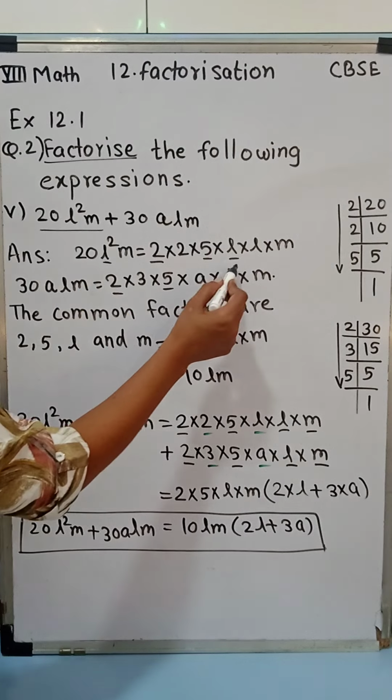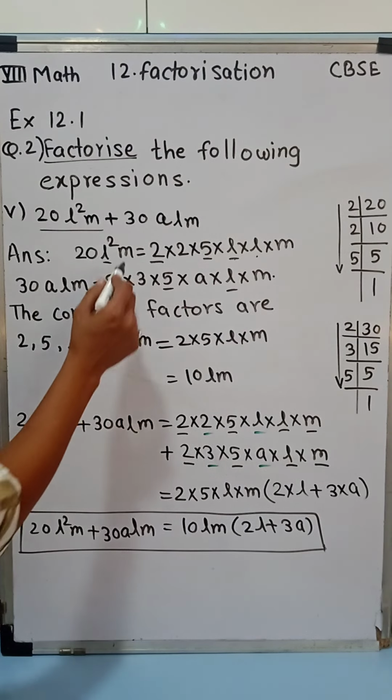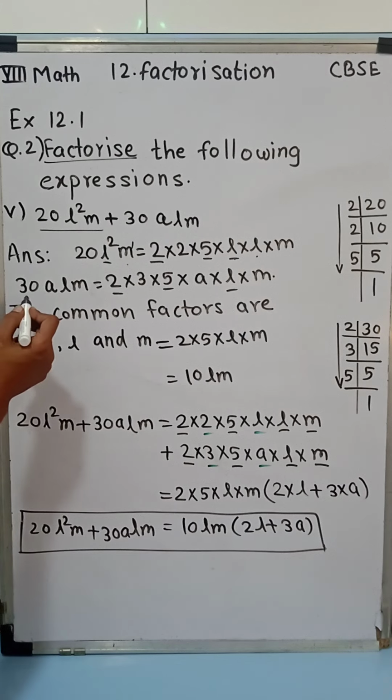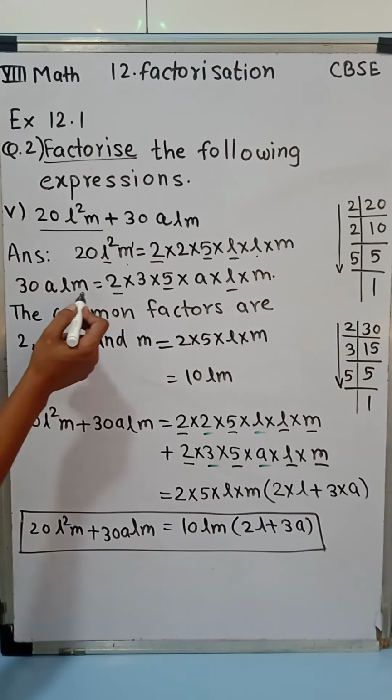L square means we have to write L two times, into m. There is no power on m, which means the power is 1. Next term is 30 A L m.